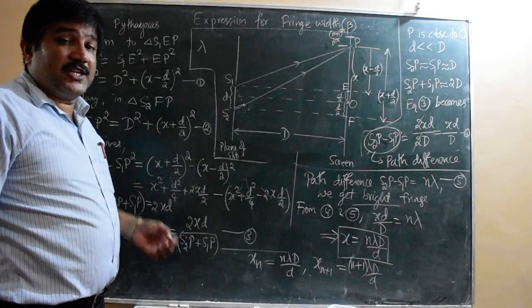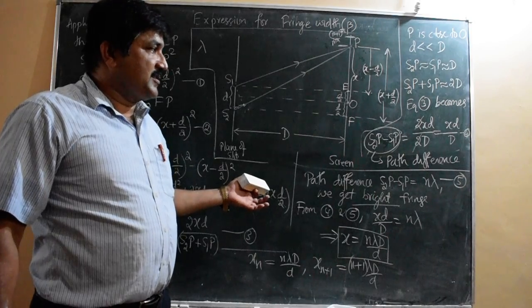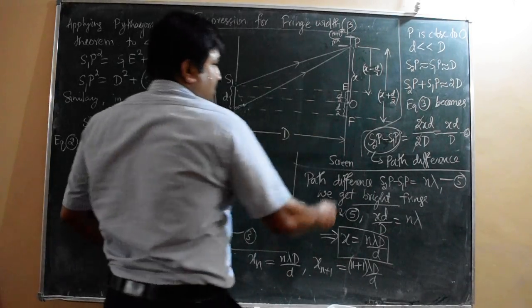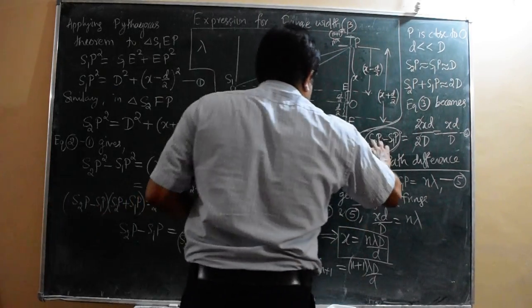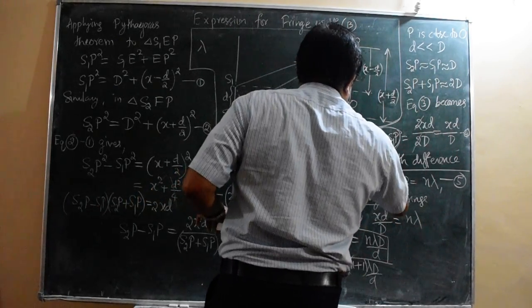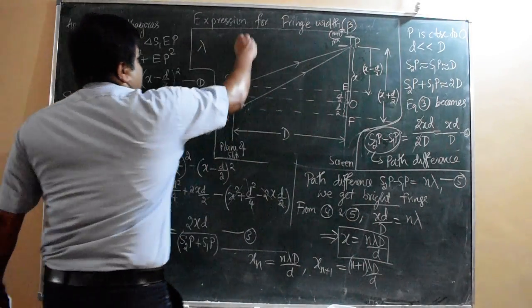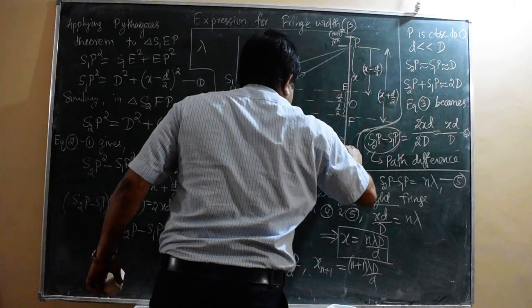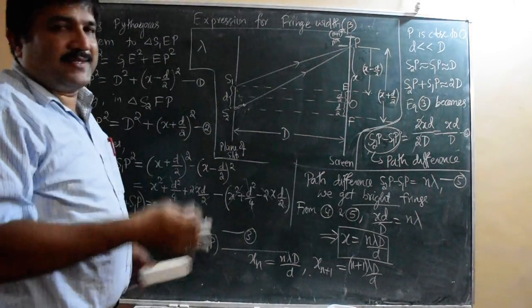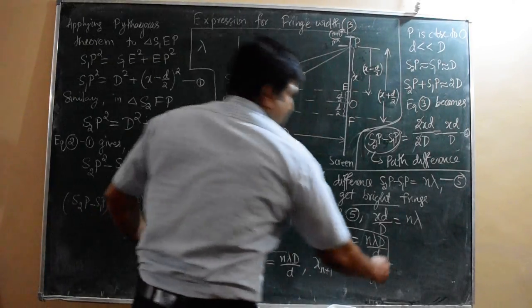Now what is the fringe width definition? Distance between two successive bright fringes is the fringe width. So this is the slits, and this is the screen here. Don't forget this is the screen. It is not a line, it is a surface, a plane surface. Now we have to subtract, that's it. So what do I have to get?